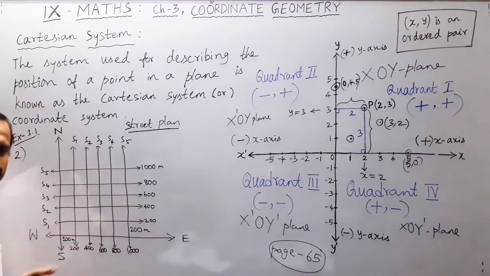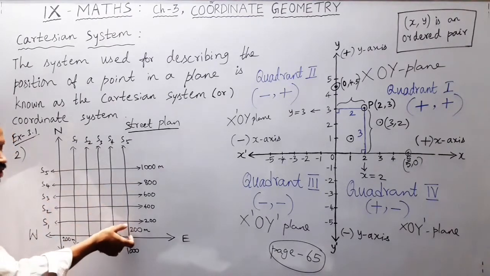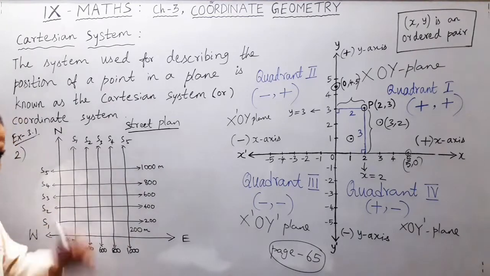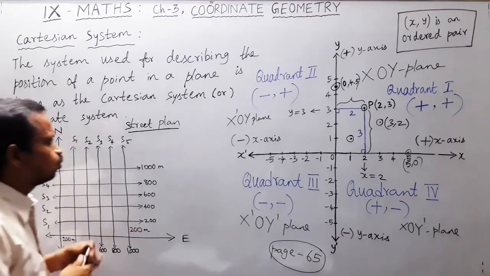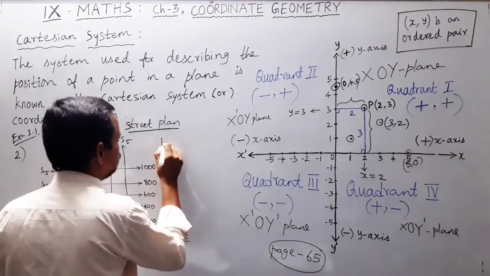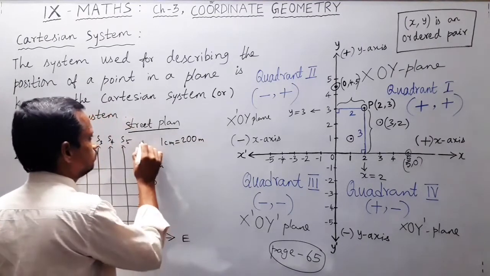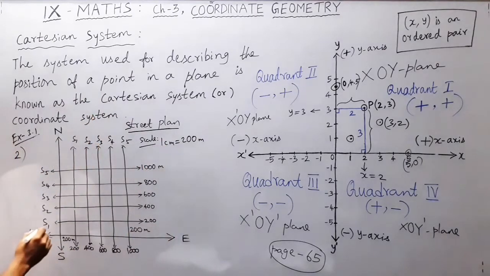So every line represents what? A street. This is street 1, 2, 3, 4, 5. The distance between each street is 200 meter. So you consider 1 centimeter as 200 meter. In your class notes, using a ruler, you can measure and write the scale as 1 centimeter as 200 meter. So this is the scale. You can use it. Clear?